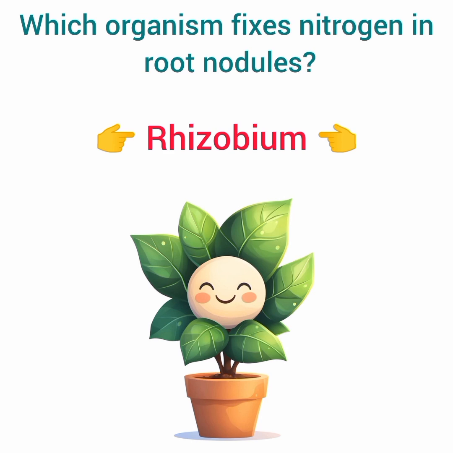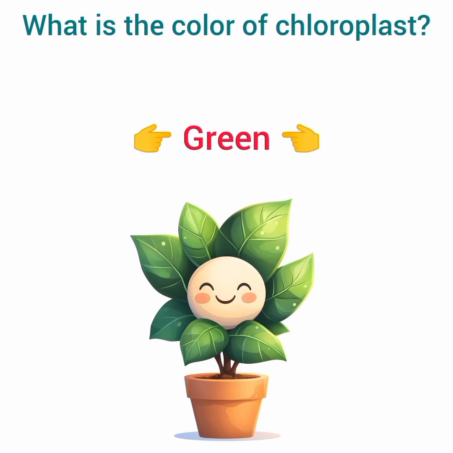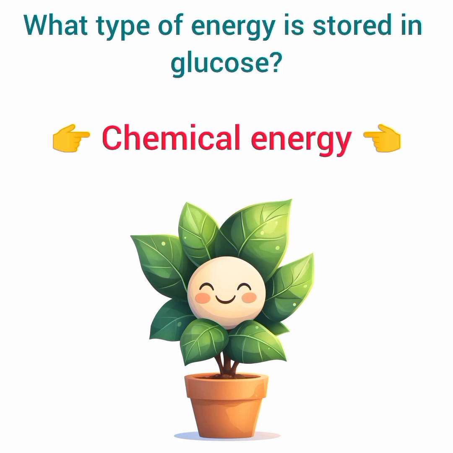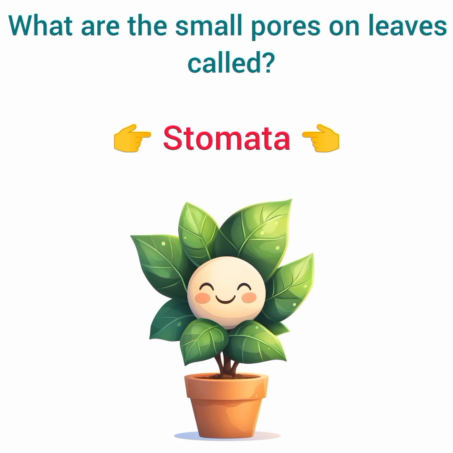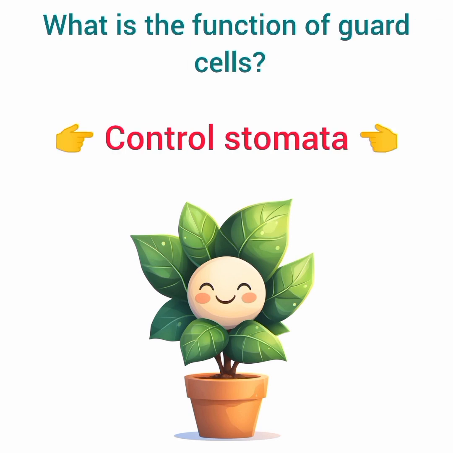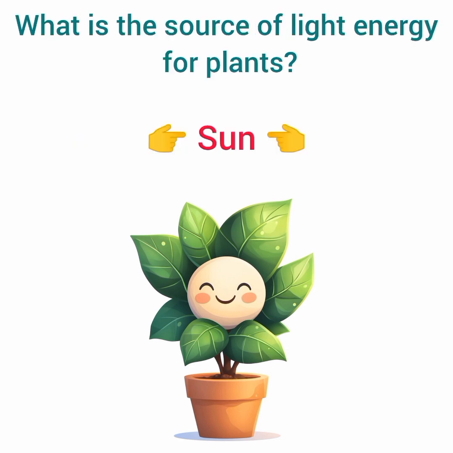Which organism fixes nitrogen in root nodules? Answer. Rhizobium. What is the color of chloroplast? Answer. Green. What type of energy is stored in glucose? Answer. Chemical energy. Name the sugar formed during photosynthesis. Answer. Glucose. What are the small pores on leaves called? Answer. Stomata. What is the function of guard cells? Answer. Control stomata.